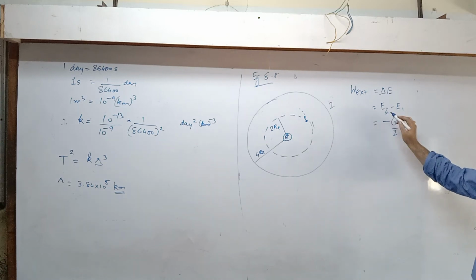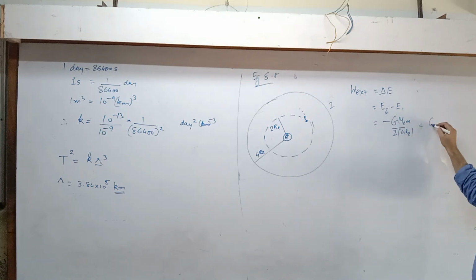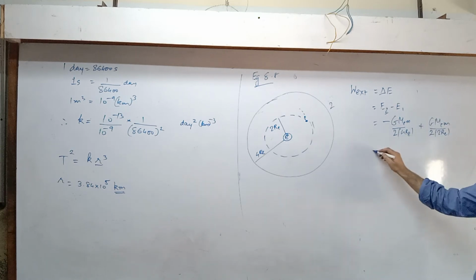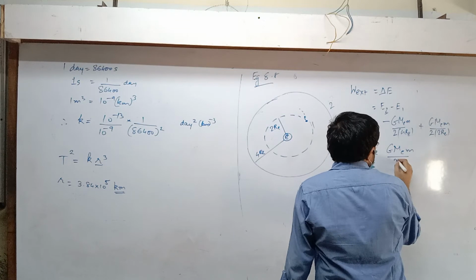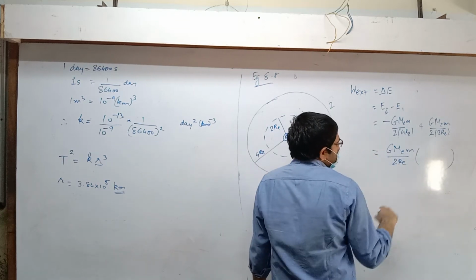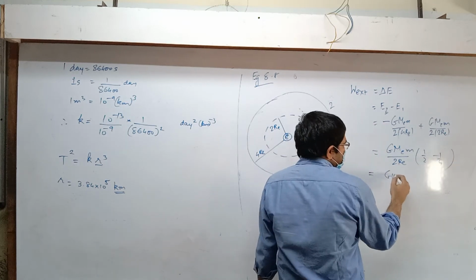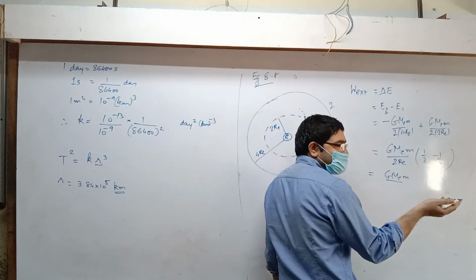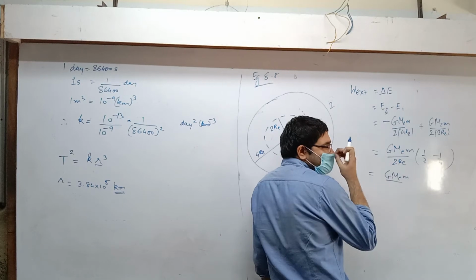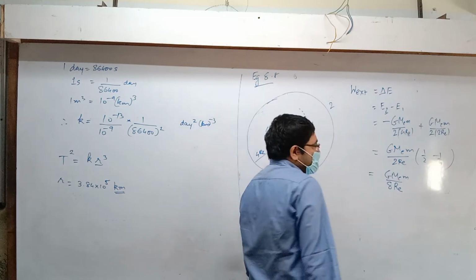What is r in case of the second orbit? 4 RE, very good. So minus, plus G M_E m by 2 into 2 RE. Take it common, so G M_E m by 2 RE common. Then what's left behind? 1 by 2 minus 1 by 4. G M_E m by 2 RE into 1 by 4. So it becomes G M_E m by 8 RE.